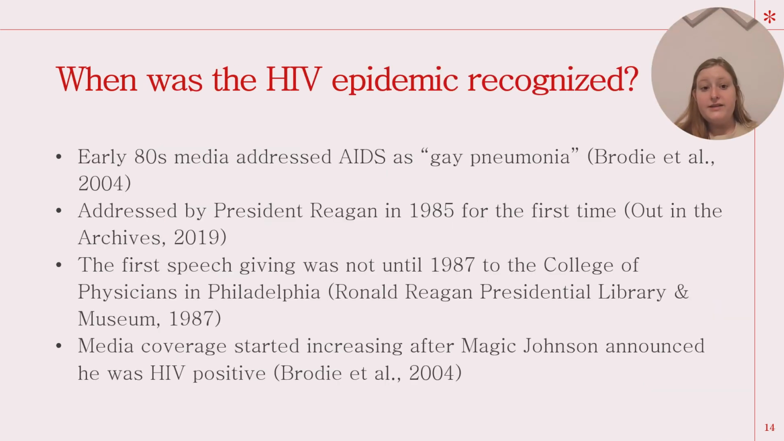So when was the HIV epidemic recognized? So early 80s media addressed AIDS as gay pneumonia. It was addressed by President Reagan in 1985 for the very first time. The first speech given by President Ronald Reagan was not until 1987, and it was to the College of Physicians in Philadelphia. And for the most part, there wasn't a whole lot of media coverage that I could find. There could be some out there, I just could not find any. But it started increasing after Magic Johnson announced that he was HIV positive.